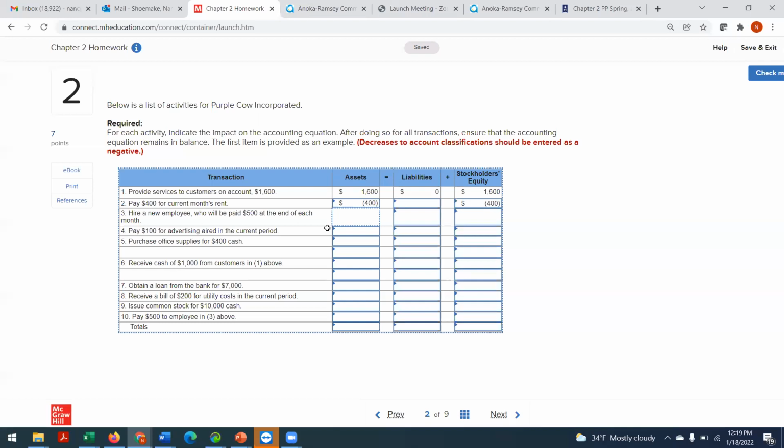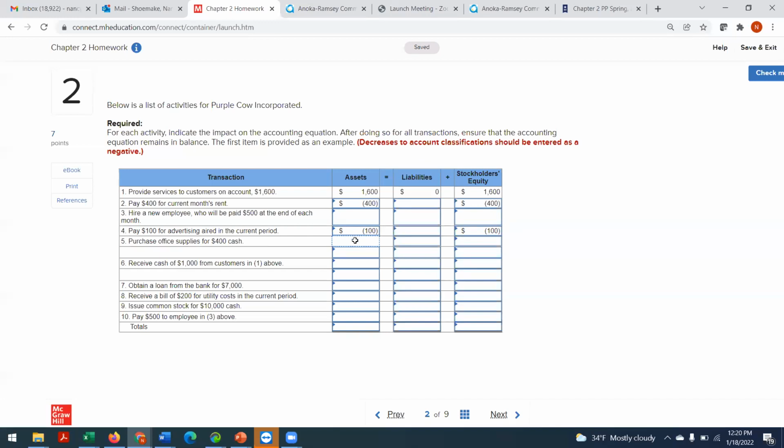Pay $100 for advertising aired in the current period. The reason they said current period is that makes it an expense. If they said paid $200 for advertising for this year, that would be different. That would become a prepaid advertising asset.